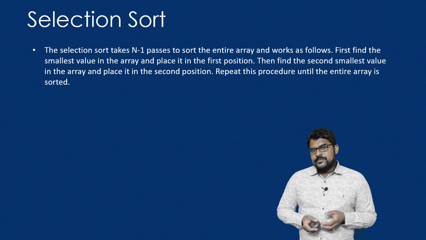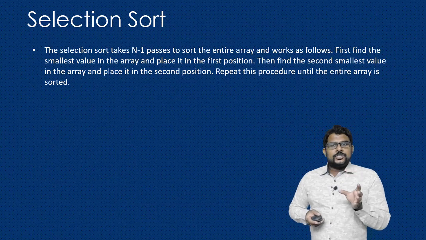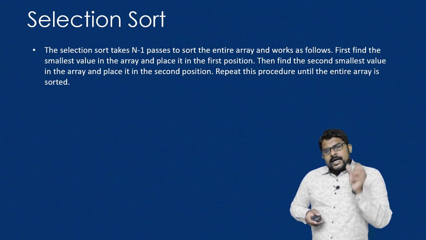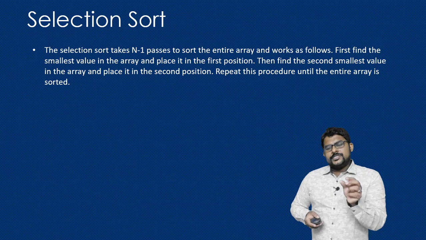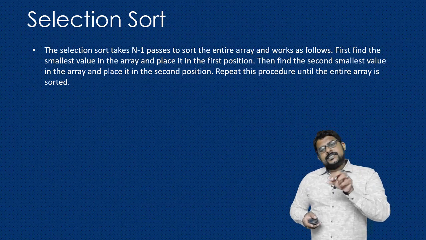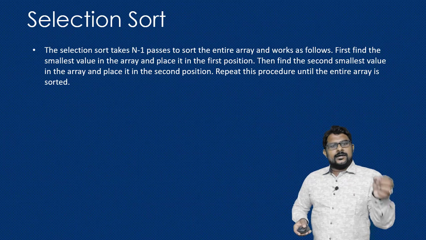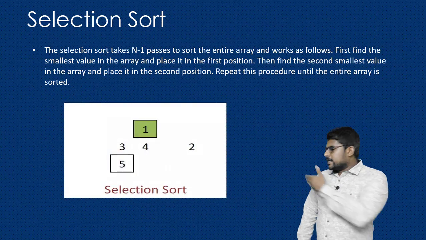The next sorting technique which we are going to see here is the selection sort. In selection sort, each time the element that has the smallest value in the entire array is selected, and it is put in the first position in the first pass. The next smallest element will be kept in the next position of the lowest index. So let us see this.